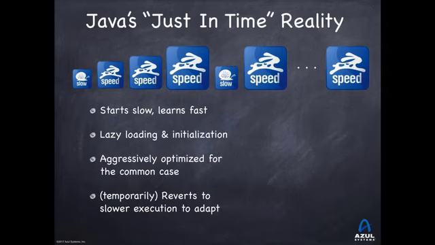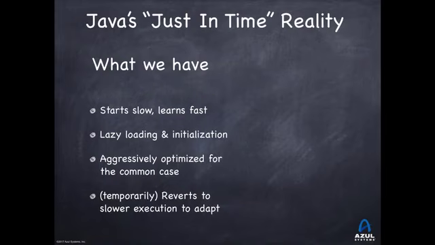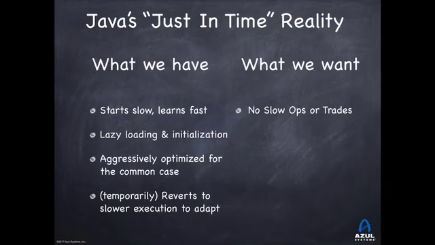So this is how things work. This is our warm-up, where we start learning which methods and which bits of code need to be compiled, what classes need to be loaded, what initialization needs to be taken care of, and so on, and how we do our optimization. And then de-optimization is when we have to temporarily revert to executing in interpreted mode rather than compiled mode. So what we actually want is our flat graph. We want no slow operations, no slow trades. We want everything to run at top speed right from the very beginning.